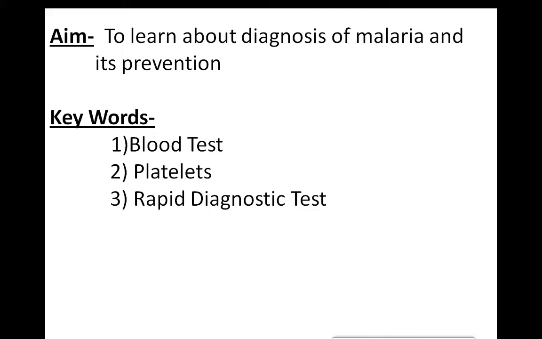Write down the aim and the keywords of our second session. So see, the aim of this session is to learn about diagnosis of malaria and its prevention. So write down properly and in good handwriting. Then see the keywords. 3 keywords are there, that are blood test, platelets and rapid diagnostic test. Write the spelling properly. You can take the screenshot and then write the aim and the keywords in your notebook.